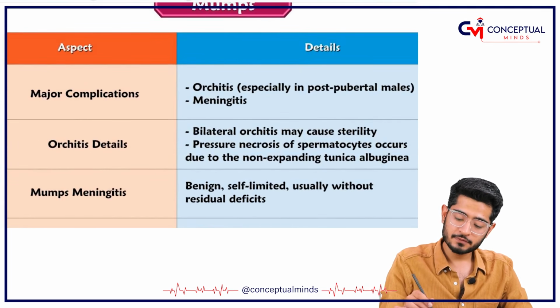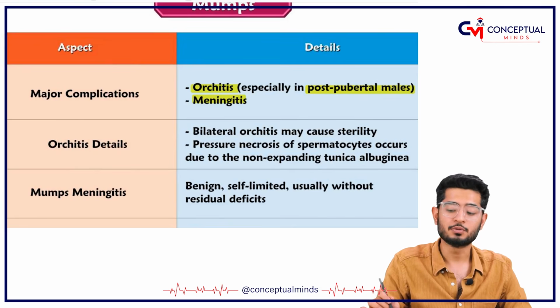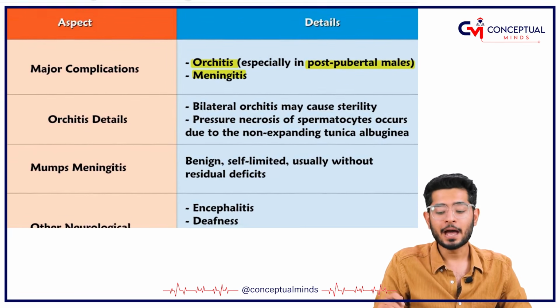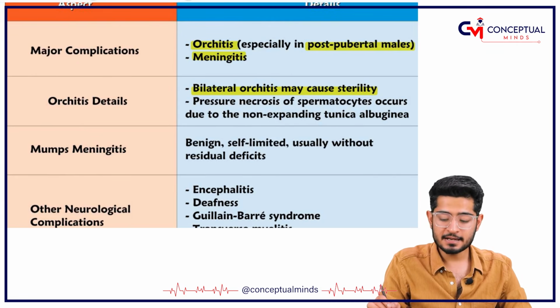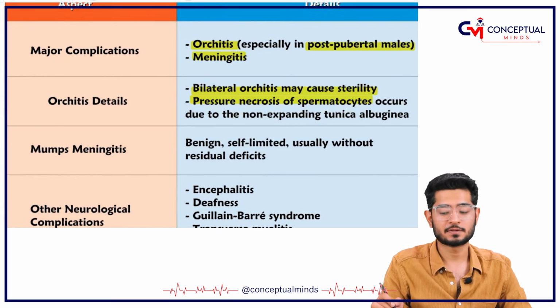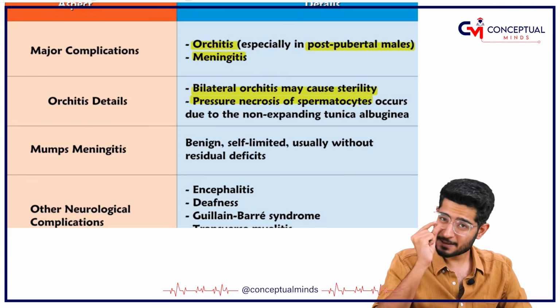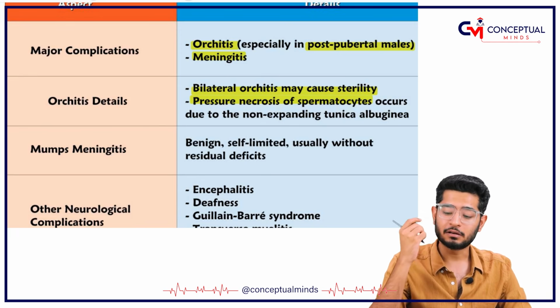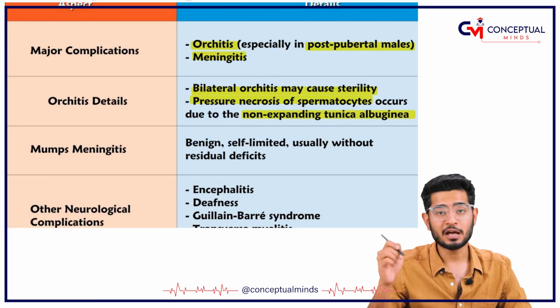What are the major complications? Of course, there will be meningitis and orchitis, and orchitis happens in post-pubertal males. Post-pubertal males, orchitis can happen, meningitis can happen, and please remember, if both the testes are involved, it can even cause sterility. One important thing to understand is why there is sterility. Because there is a pressure necrosis of the spermatocytes. The inflammation on the testicles is going to cause pressure on the spermatocytes. Why? Because there is a non-expanding tunica albuginea.